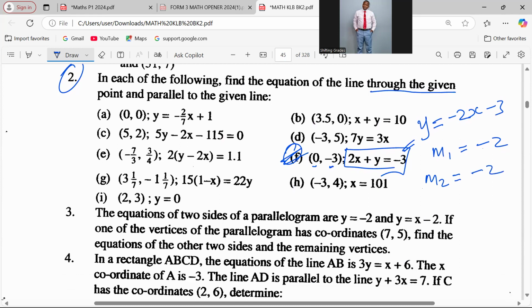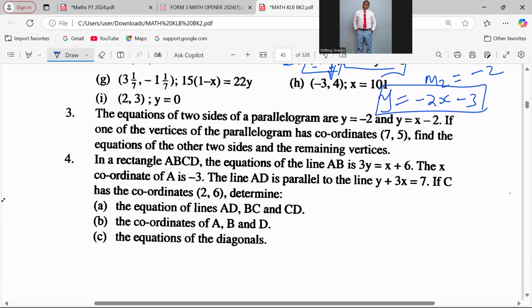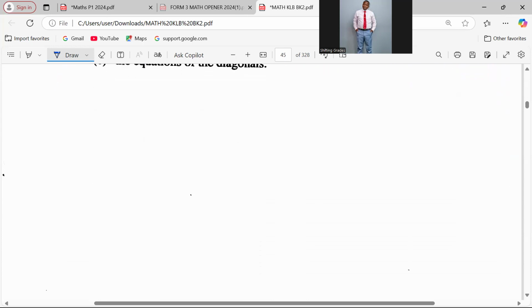So that is now the secret. The gradient is going to be the same. If it is the same, it's also negative 2. Now, a gradient of negative 2, and the line is passing through 0, negative 3. It means negative 3 is our y-intercept. So this particular line, we will not struggle. Just write it negative 2x, and we write negative 3 here because it is our y-intercept. Those are the concepts on gradient and equations of straight lines.